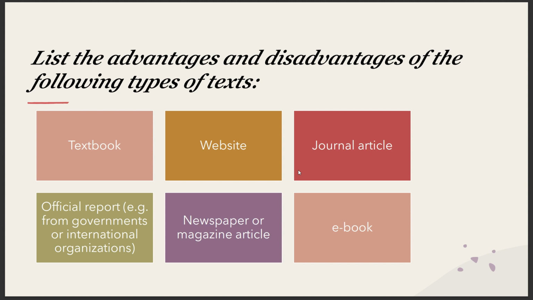In the video, I will only give you guys 5 seconds, but you can pause the video and do your own research if you want, think about it, and then come back and continue. So the first one is textbook, other one is website, next we have journal article, then official report, for example taken from governments or international organizations. Number 5 is newspaper or magazine article, and the last one is an ebook, which is an electronic book. So 5 seconds.